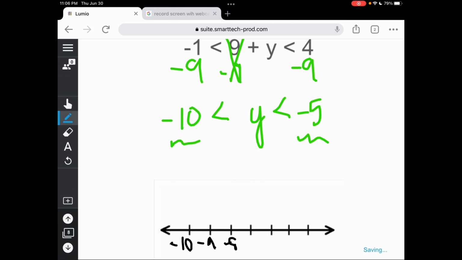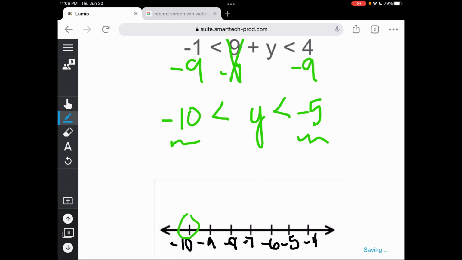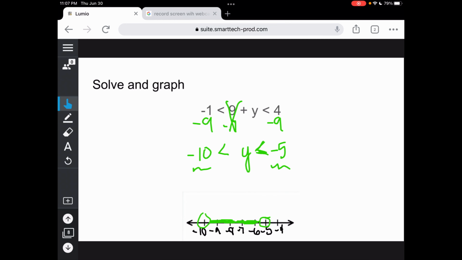-10, -9, -8, -7, -6, -5, -4. Y is in between -10, circle there. Should I fill it in? Nope, because there's no or equal to. And -5, should I fill it in? Nope. The symbol here is just a less than symbol, not an or equal to. And y is everything in between -10 and -5. Ah, that's much friendlier. That's much friendlier indeed.